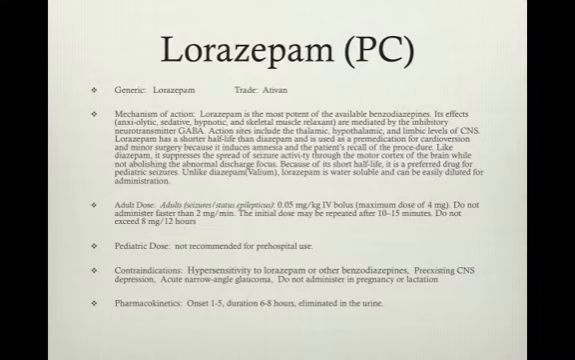Adult dose on this for seizures is going to be 0.05 milligrams per kilogram IV bolus, maximum dose 4 milligrams. Do not administer faster than 2 milligrams per minute. Initial dose may be repeated after 10 to 15 minutes. Do not exceed 8 milligrams in 12 hours.